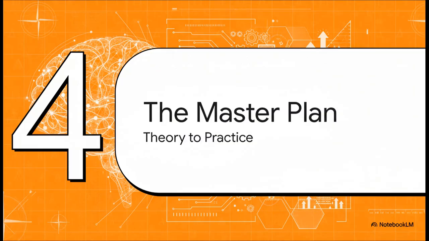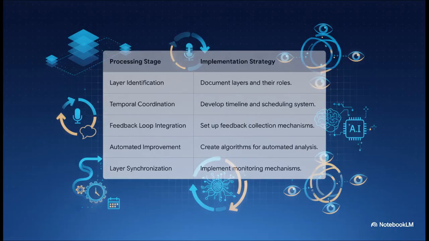So, we've walked through the 5 stages of the architectural blueprint. It all sounds good in theory, right? But how does this master plan actually move from a concept into a real practical thing? Let's take a look. This table lays it all out perfectly.